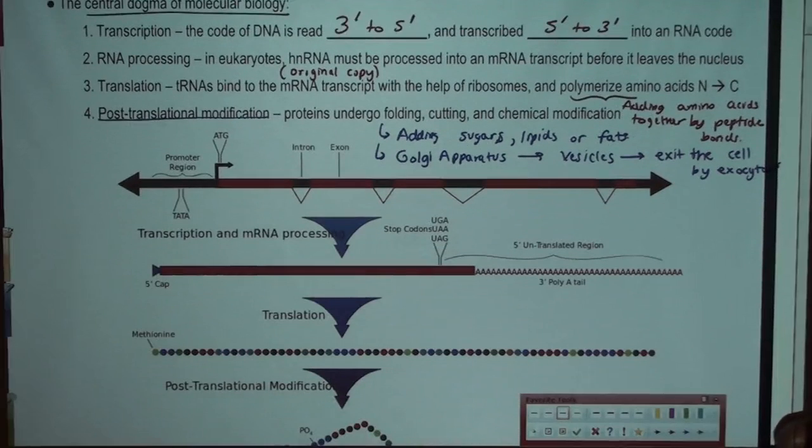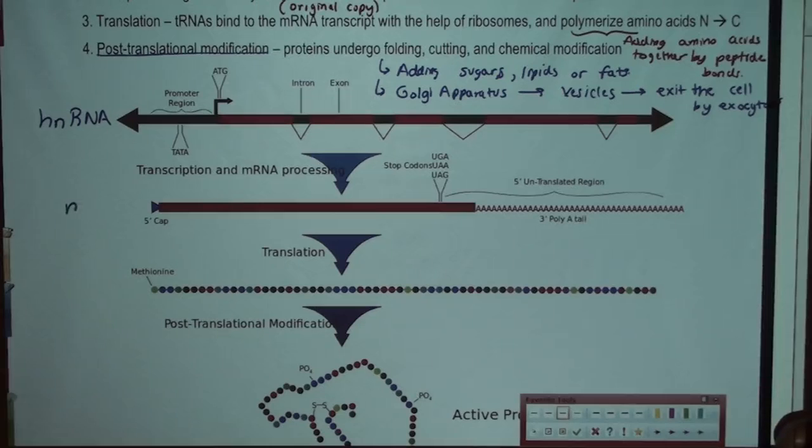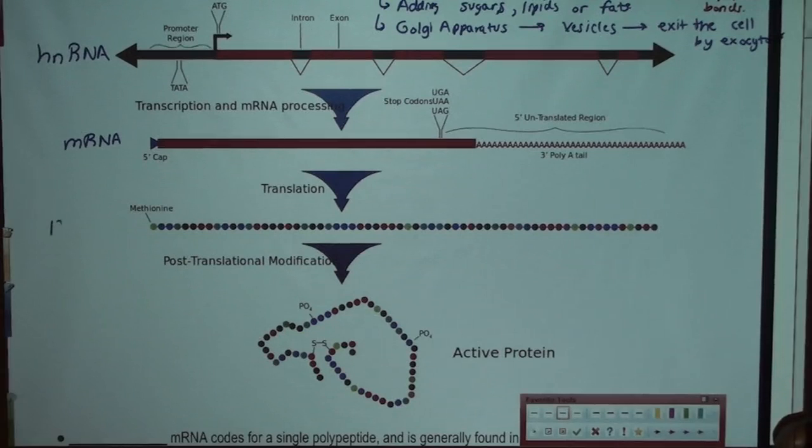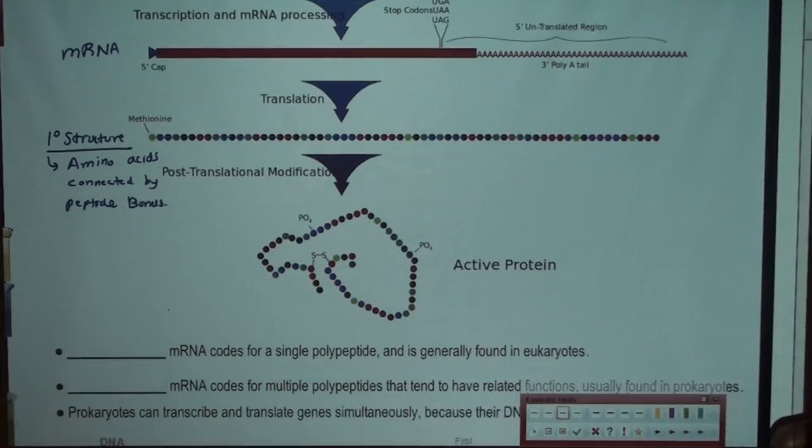Okay, so if we're looking here, this first rough copy is your hnRNA. It gets processed, so we have mRNA. And then here we make our primary structure. Remember, primary structure is just a bunch of amino acids connected by peptide bonds. But that protein does not become active until it reaches its tertiary structure form.